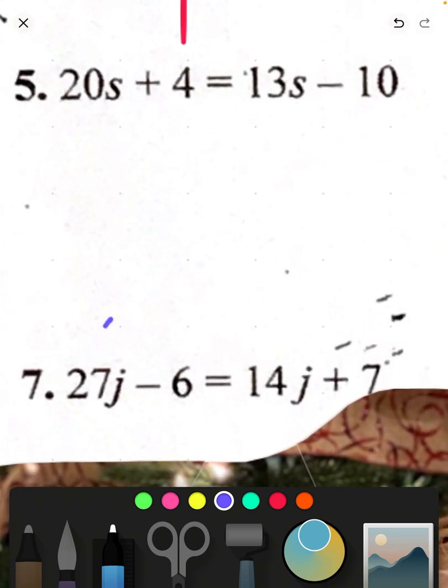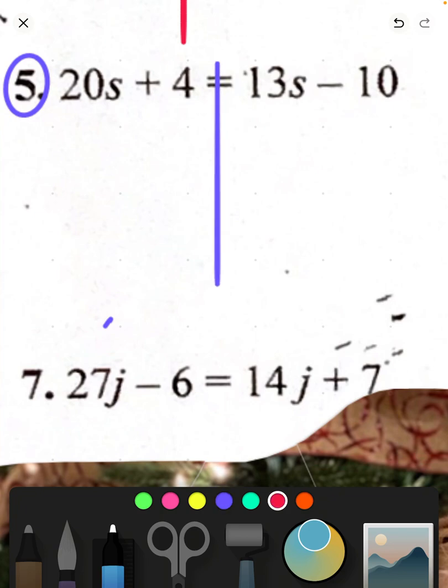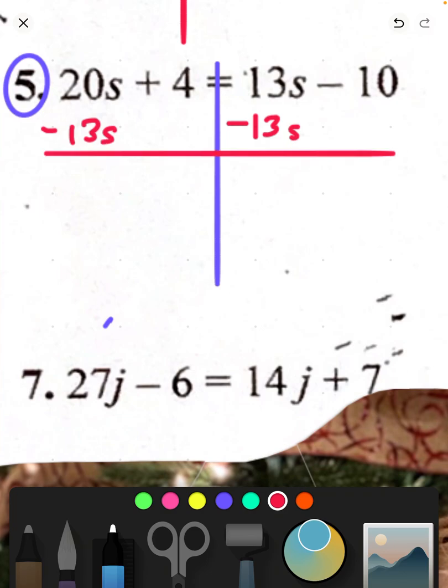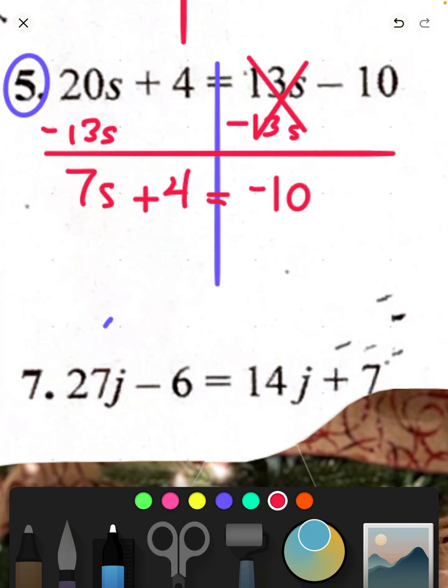Okay, number 5 right here. 20s plus 4 equals 13s minus 10. And again, since I have 4 terms, I can start at any of those 4 positions. Personal preference, I would subtract 13s from both sides. As long as you're doing the opposite. And again, you only do the opposite when you go across your equal sign, right? But that is 7s plus 4 equals, now not just 10, it's a negative 10. Now that's a two-step equation. Subtract 4 on both sides, divide by 7 on both sides, and you will get your answer for s.